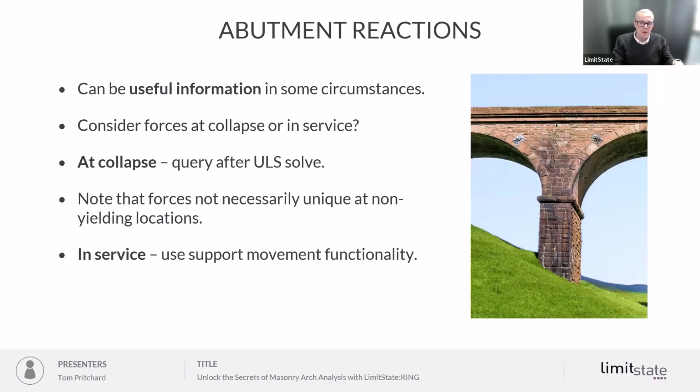unique at non-yielding locations. That's a fundamental part of the plastic analysis that we're undertaking, that the uniqueness is only guaranteed at the points of collapse, so where hinges, sliding or crushing are occurring. Away from those, you could have various equilibrium states that could be valid. The values are generally in the right ballpark, but like I say, they're not necessarily unique. In service, you can use Ring's support movement functionality to assess these service conditions.